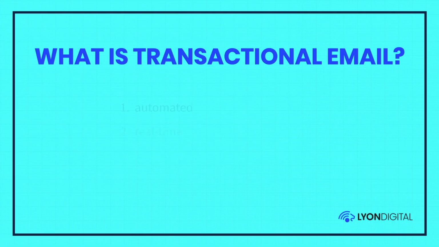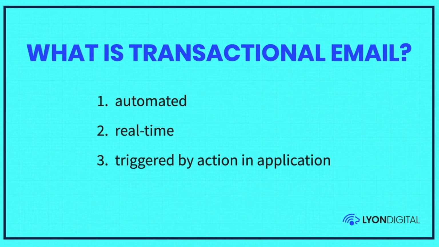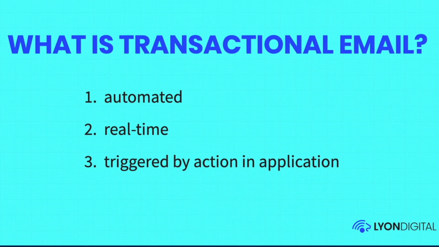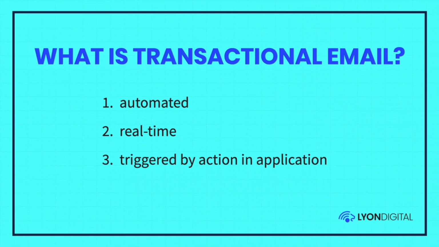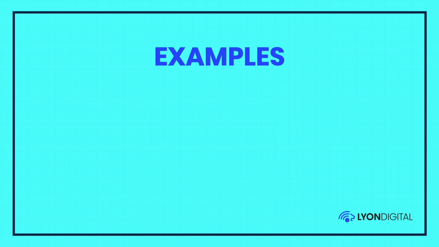What is transactional email? So a couple characteristics of transactional email. It's the email that your website or app sends out. It's automated and it's real time. And by real time, I don't mean like instant, but it corresponds with something that happens on the website. So it's triggered by an action in your application. Somebody clicks on something, somebody fills out a form, and an email is sent out.